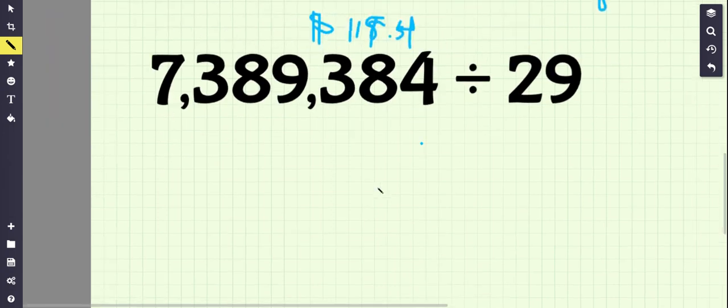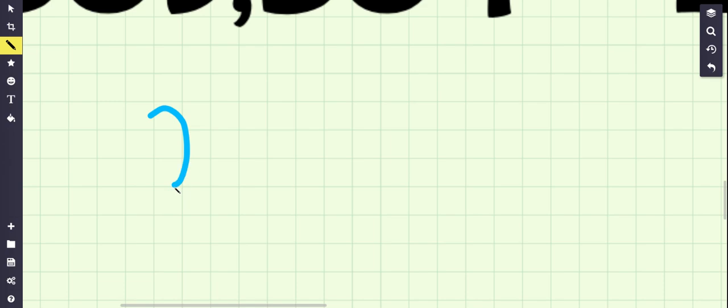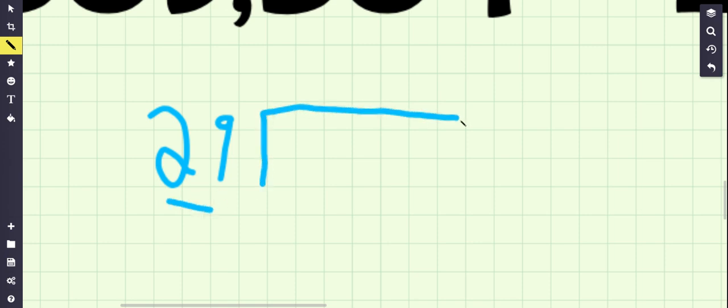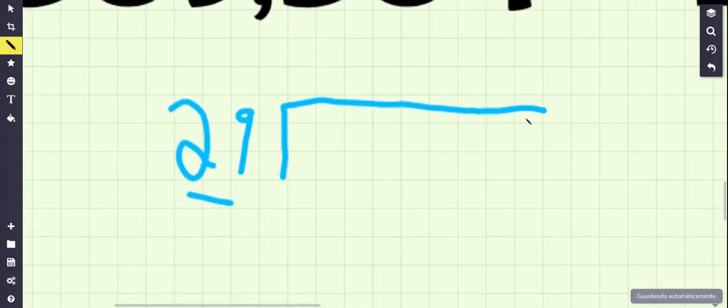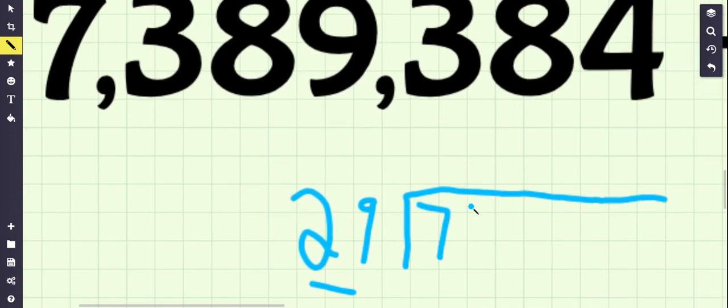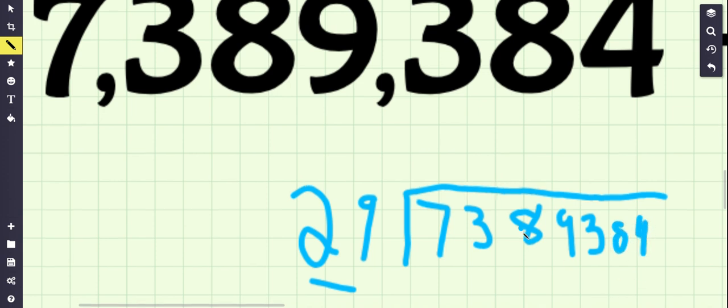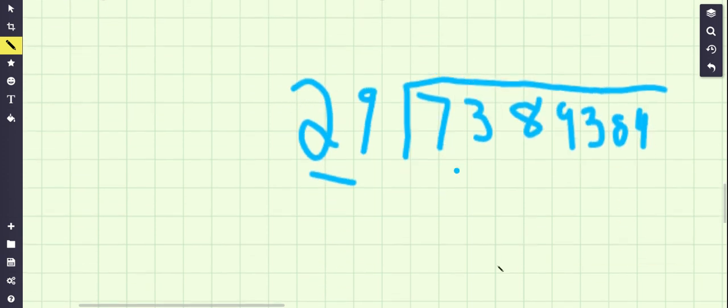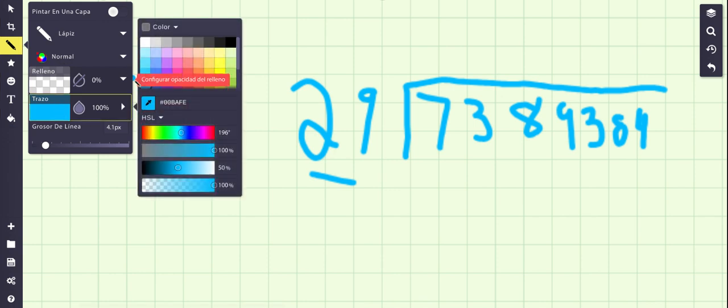So we got 5,389,384 divided by 29. So first, we put the dividend, we use the divisor over here, divided by the dividend over here. The dividend is 5 million 389 thousand 384. Now, 29 cannot fit into 5. 29 can't fit into 5.